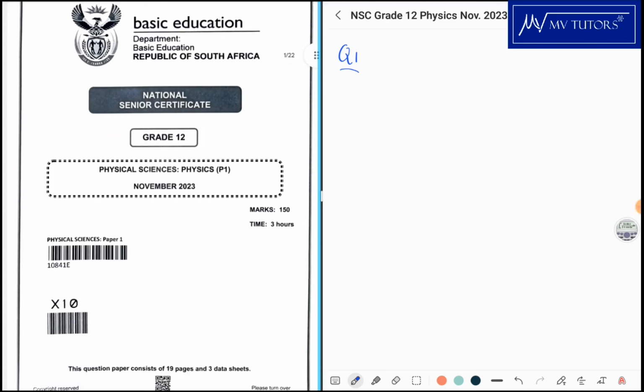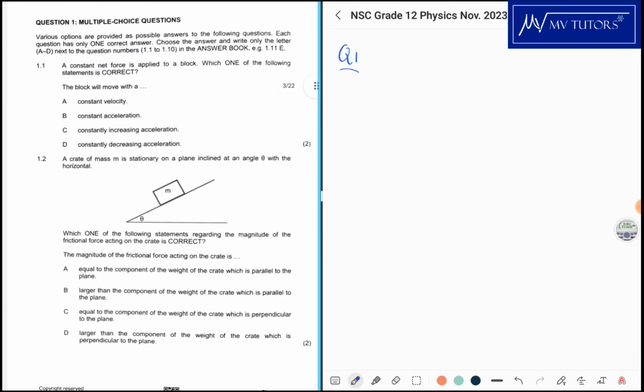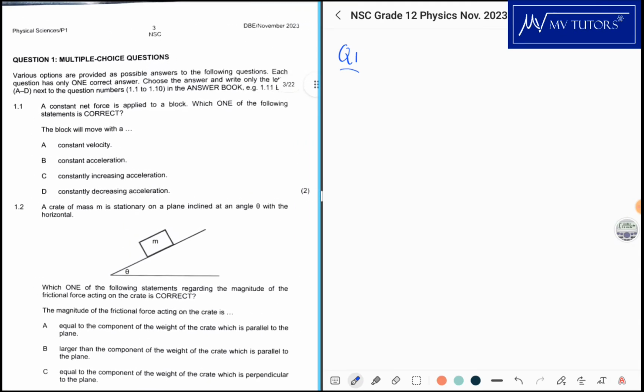Let's get right to it with question 1, which is the multiple choice questions. You should actually get a whole lot of your marks from here. I know sometimes the answers might look similar, but I believe you can do it.